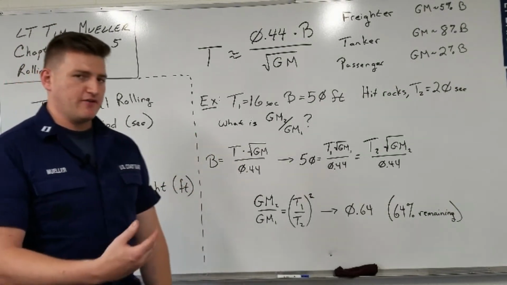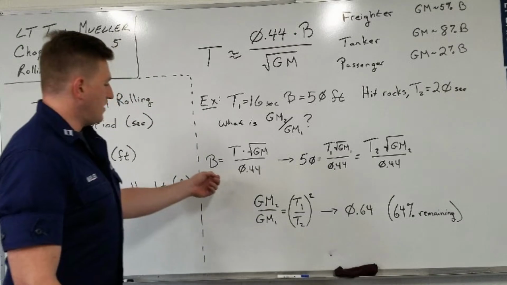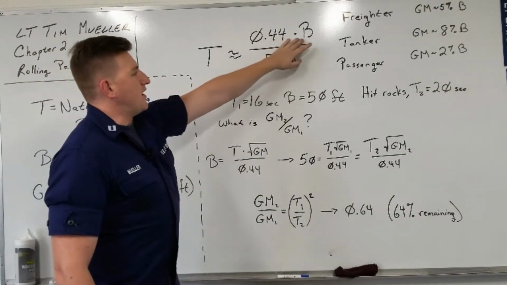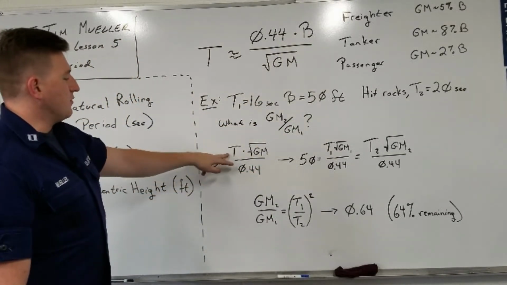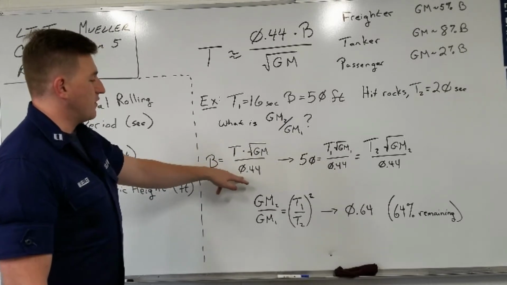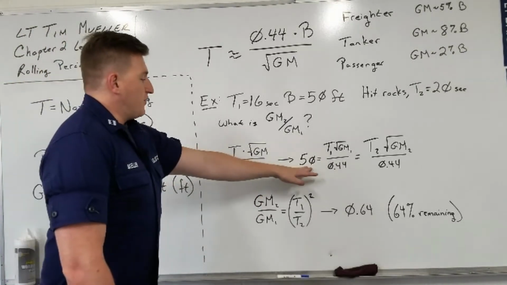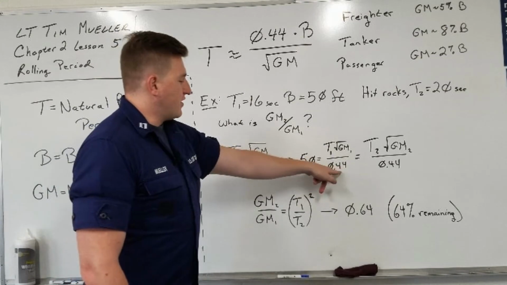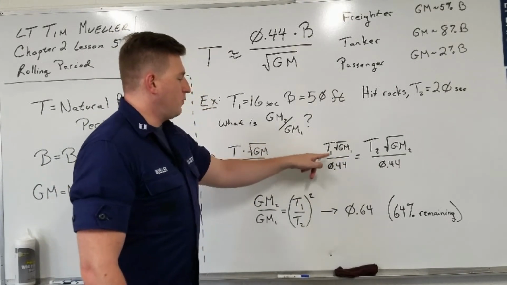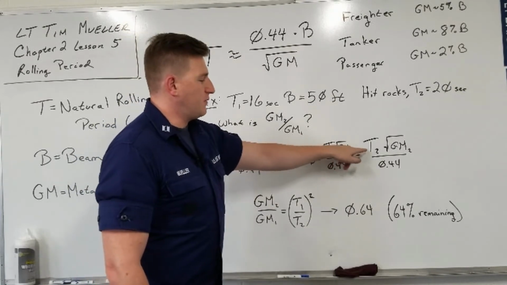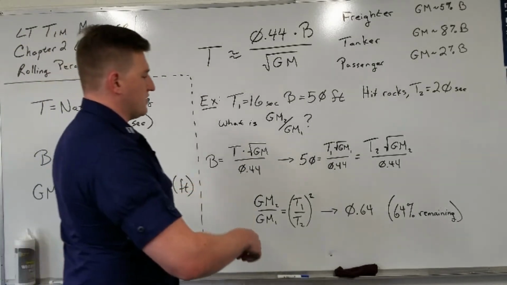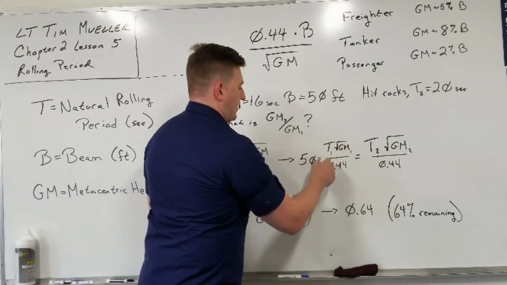You know that the beam of the vessel isn't going to change. So knowing this formula, you can just rearrange and isolate B. So you have B equals rolling period times the square root of the metacentric height divided by 0.44. You know these equal 50, so you're going to have this 0.44 cancel out here. So you're going to be left with T1 times square root of GM1 equals T2 times the square root of GM2.